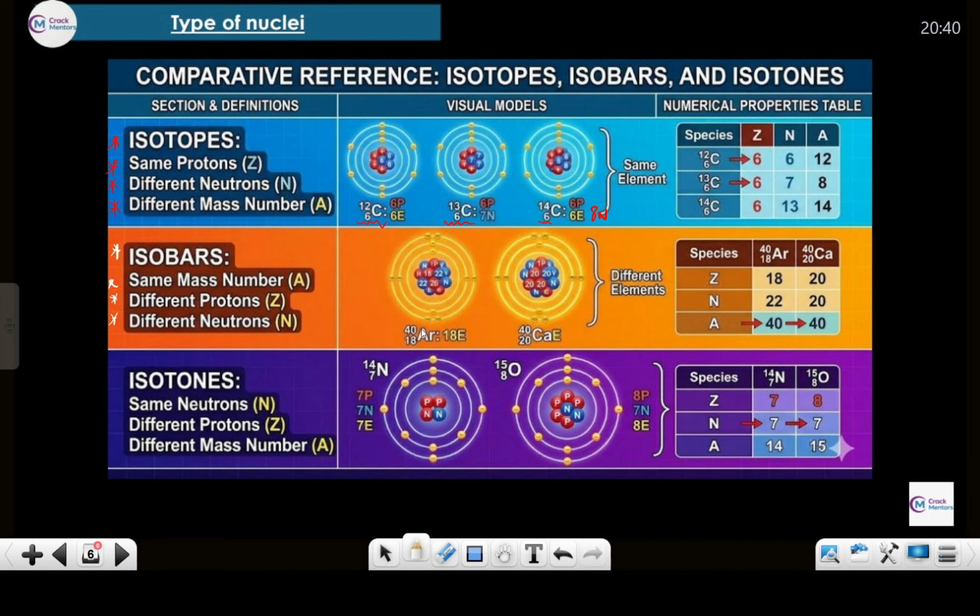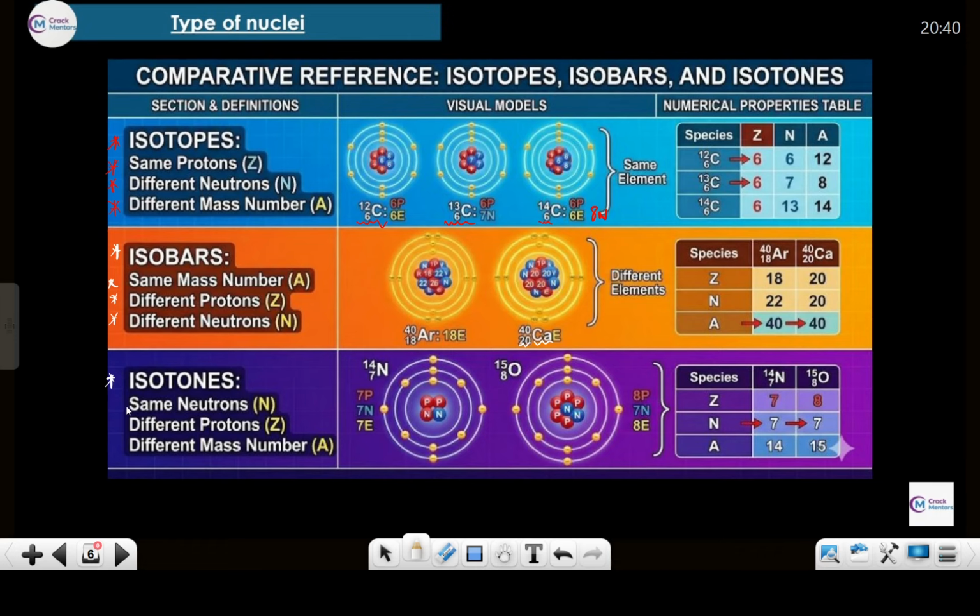Like in the example of argon, we are able to observe that argon has atomic number 18 and atomic mass 40. In a different element, calcium, calcium also contains 40 as atomic mass, but has a different value of atomic number. I'm hoping that this is clear to you. This is called isobars.